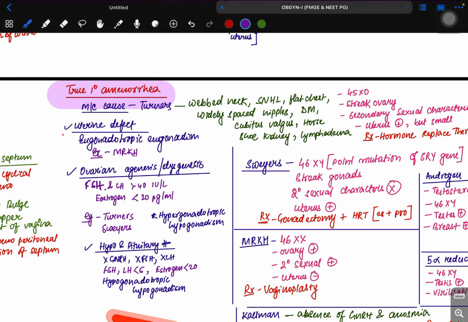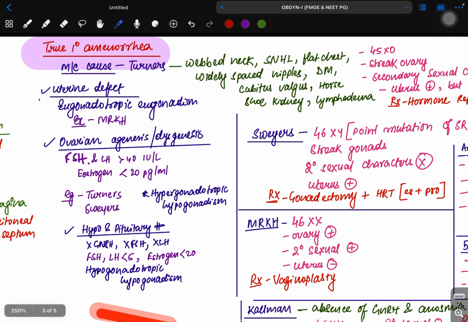FSH. Okay. Now let's come to the hypothalamus and the pituitary defects. Here GnRH will not be released, FSH will not be released, LH will not be released. So what happens, the FSH and LH levels will be less than 5, estrogen will be less than 20 picogram per ml, and it is known as hypogonadotropic hypogonadism.